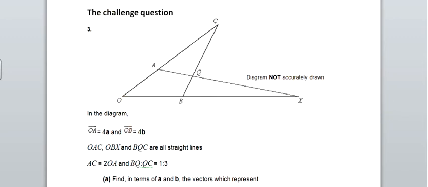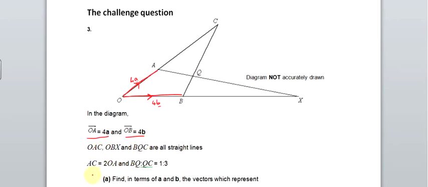So let's just have a quick look at the diagram first of all and put down what we know on it. So O to A is 4A. So this bit here is 4A. Let's draw the arrow on it. And it's that direction. O to B is 4B. So that's 4B. Feeling better yet? Well, we'll see.